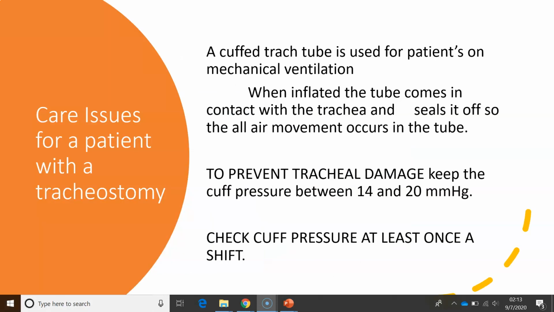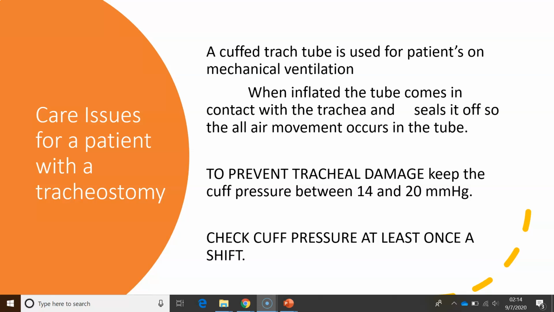Care issues for a patient with a tracheostomy. A cuffed trach tube is used for a patient on mechanical ventilation. When inflated, the tube comes in contact with the trachea and seals it off so that all air movement occurs in the tube and not between the trachea and the tube. To prevent tracheal damage, keep the cuff pressure between 14 and 20 millimeters of mercury. Check cuff pressure at least once a shift.